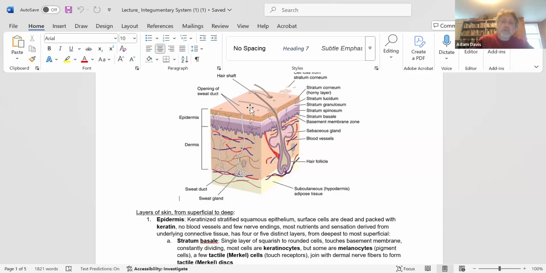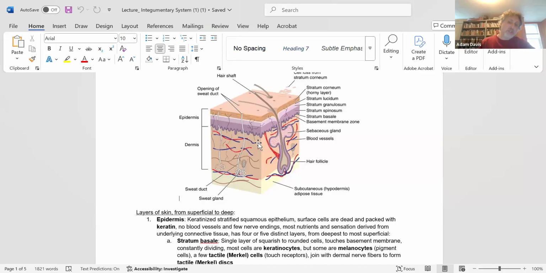Now, let's go deeper. Let's go down into the layers beneath the epidermis. Down deep to the epidermis, we find the dermis. The epidermis is only the very surface of the skin. The thickest region of the skin is the dermis. The dermis is going to have two distinct layers. And the dermis is a connective tissue layer.